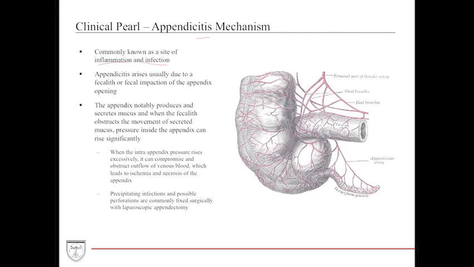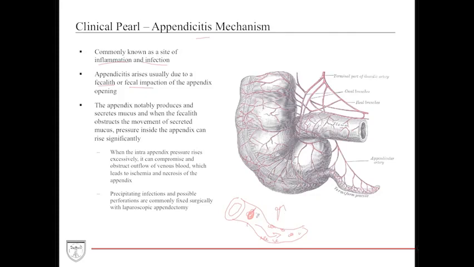Although it's hard to show in this image, the appendix is pretty much a blind pouch. So what happens is if a stone gets stuck in here, and by stone it could be a fecalith or some sort of fecal impaction, there's going to be a buildup of pressure distal to the site of obstruction. This is an intestinal structure, so it also contains mucus-producing cells. So as mucus builds up in here, the pressure starts to increase.